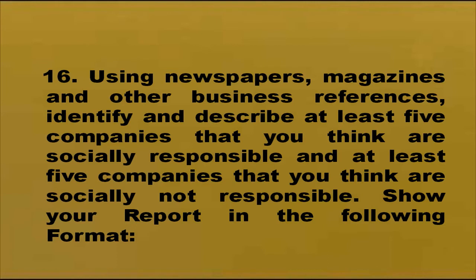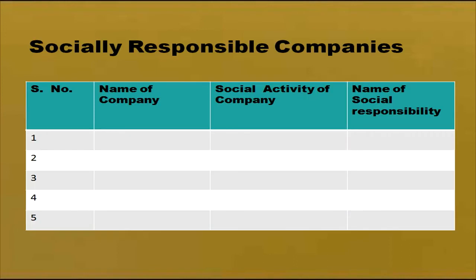socially responsible, and at least 5 companies that you think are not socially responsible. Show your report in this format: socially responsible companies, serial number, name of the company, social activity of the company, name of the social responsibility. Responsibility towards owners, that is providing fair return, using their capital in a proper way, producing the products at proper time, paying dividend to the shareholders. These are the social responsibilities of the business towards the owners.